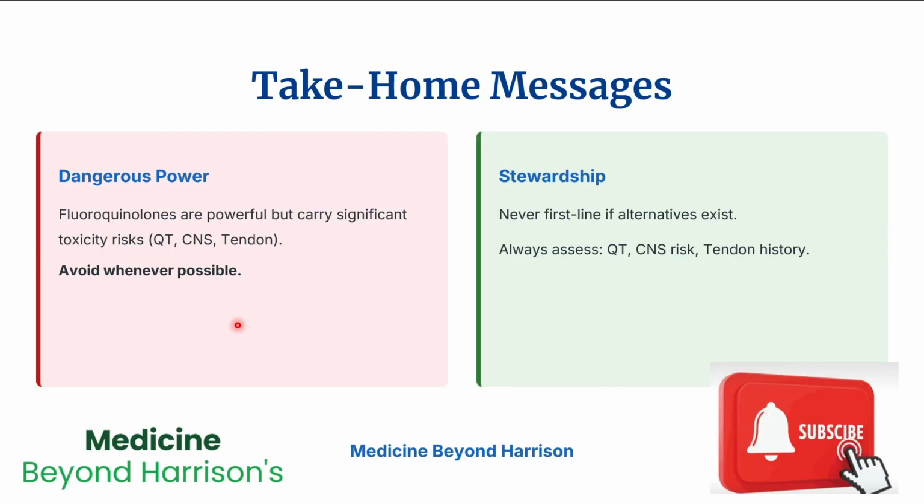So one take-home slide that you need to understand is that fluoroquinolones are very powerful drugs but carry significant toxicity risks such as QT prolongation, CNS, and tendon effects. So always avoid whenever possible. Use it only in those scenarios that we have mentioned in this video. Stewardship: it is never the first line drug if an alternative exists. Always assess QT risk, CNS risk, and tendon history before administering a fluoroquinolone drug. So hope you have learned the significance of using a fluoroquinolone drug for the infections that you commonly encounter.